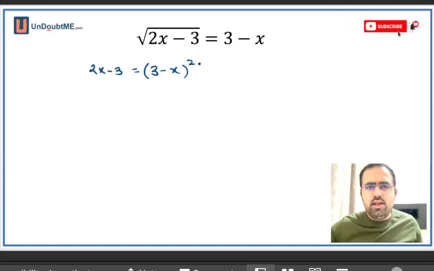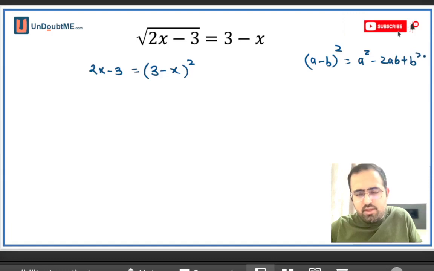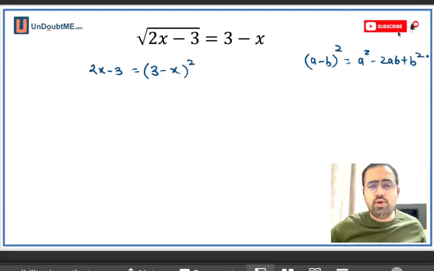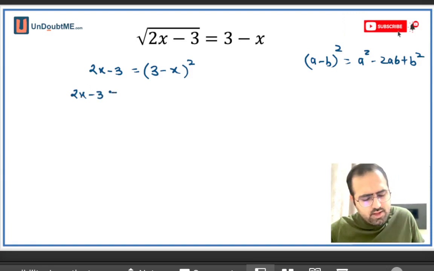Then I have to just expand this square using the formula of (a minus b) whole square. So I'll just write down the formula: (a minus b) whole square is equal to a square minus 2ab plus b square. This is the formula which we are going to use. This is just written for your reference. So it will be 2x minus 3 is equal to a square, that is 9, minus 2ab. So it will be minus of 2 times 3 times x, 2 3s are 6, times x, and then I have finally x square.